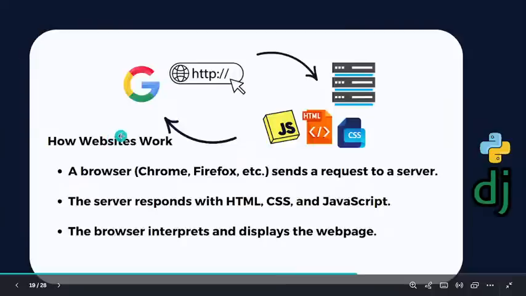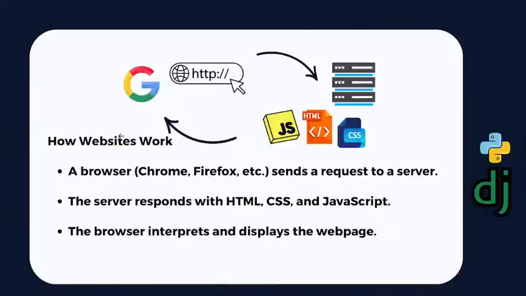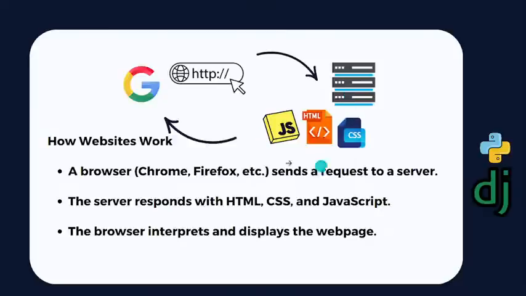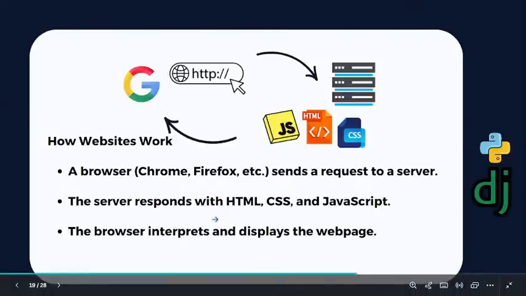Basically, this is the process of how a website works. The browser, Chrome or anything, sends the request to the server, and the server responds with HTML, CSS, and JavaScript files. And the browser interprets and displays the website. When the server gives the files, the browser shows those files in web page form. Understand?